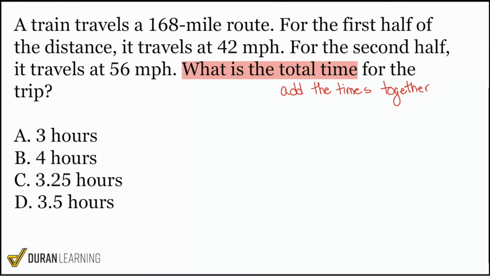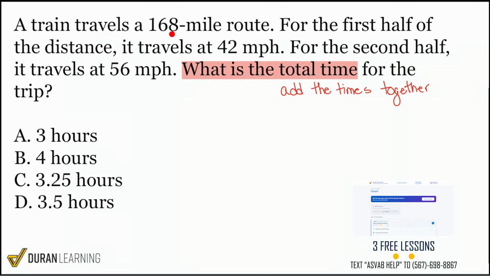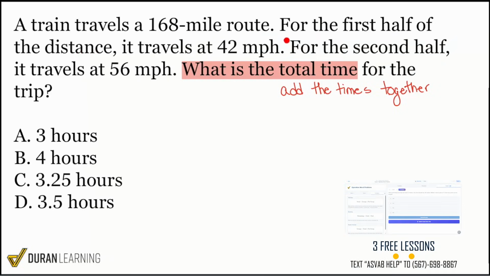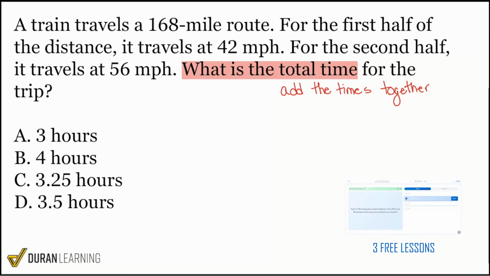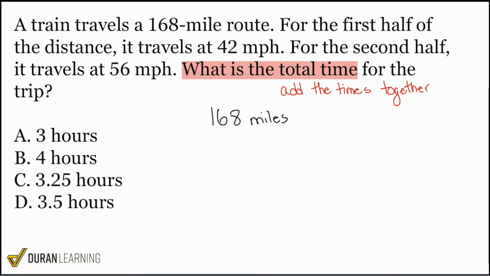Before I can execute that plan, I clearly need to figure out what those time periods are. So here we go. It says a train travels a 168-mile route. For the first half of the distance, this is the rate. For the second half, there's the rate. Let's think, everybody. Because if we're talking about 168 miles, that is the entire route from point A all the way to the end.